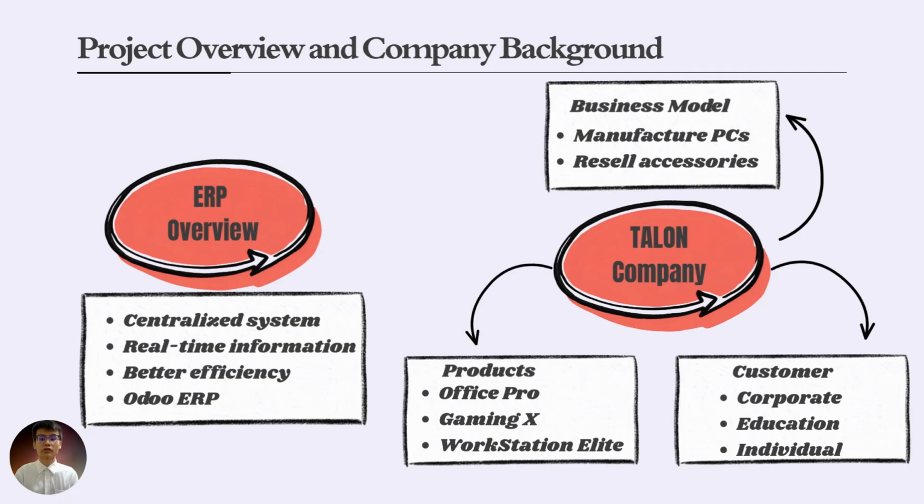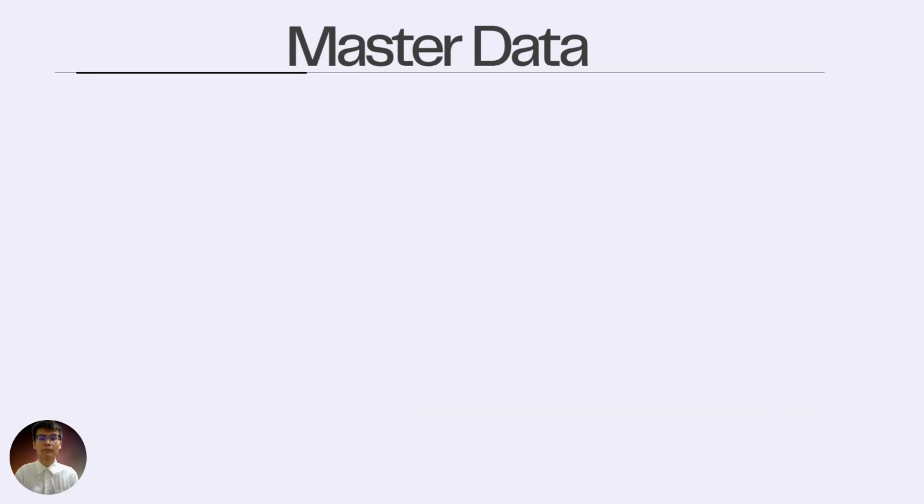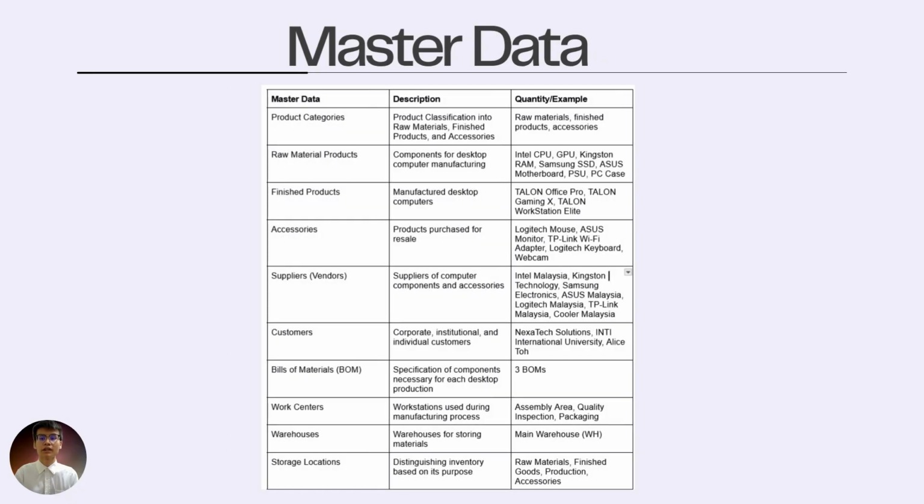Talent manufactures three desktop computer models: Office Pro, Gaming X, and Workstation Elite. Besides the manufacturing, the company also sells computer accessories, such as the Asus monitor, Logitech peripherals, and TP-Link networking products. Before executing any business transaction, we first configure the master data in Odoo.